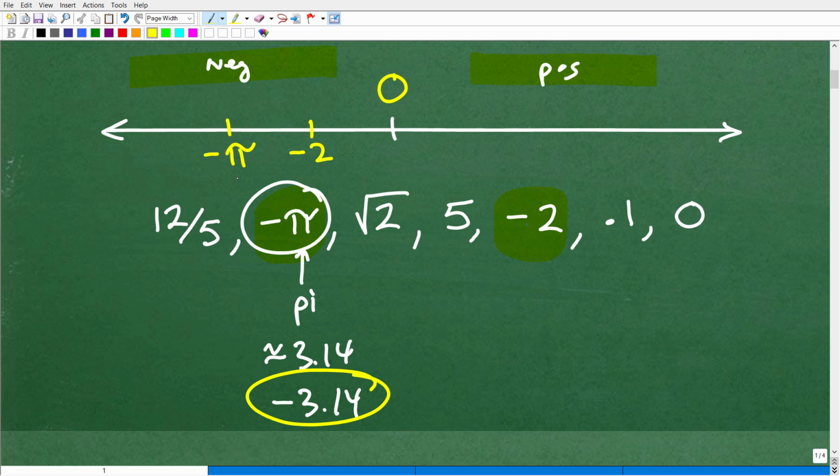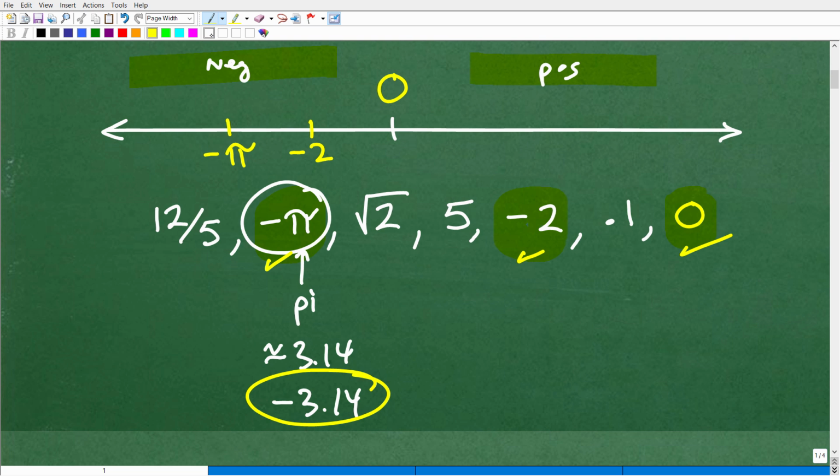If he said -pi is the least number, very good. Okay, so we got -pi, then -2. Then what comes next? Well, we have 0. Okay, so 0 is kind of that line of demarcation. There it is right there. So we have 3 of these numbers.